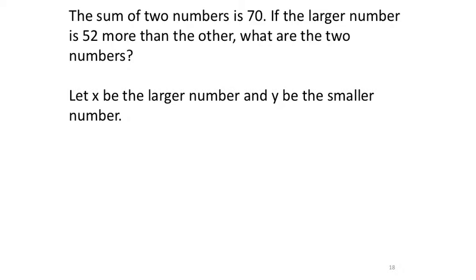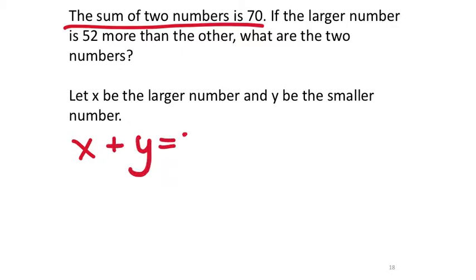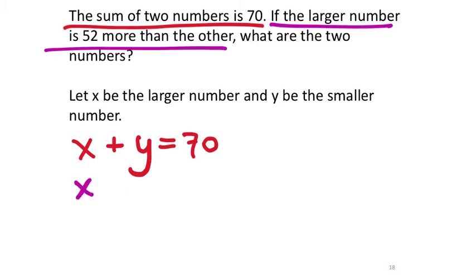All right, for this one, we got the sum of two numbers is 70. If the larger number is 52 more than the other, what are the two numbers? So we're going to write two equations for this one, starting with the first condition that they gave us, which is the sum of the two numbers is 70. So we're going to take x, the large number, and y, the small number, the sum is addition, and we should get 70 out of that. The second condition is if the larger number is 52 more than the other. So the large number, x, it should be the same as the small number, but 52 more than that.